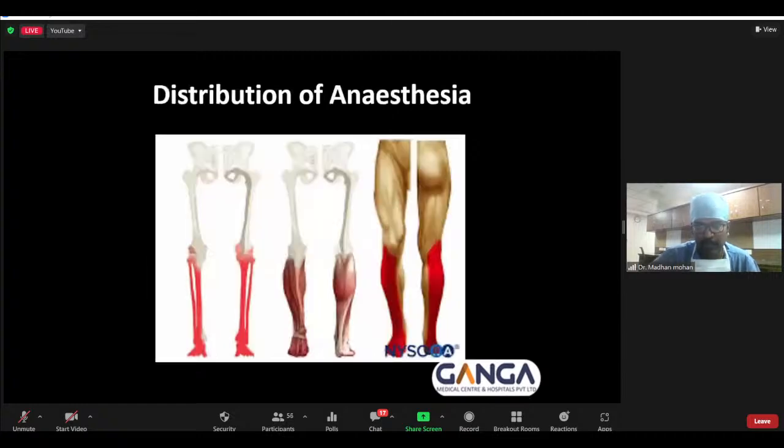Before going into the various block techniques, it is very important to know the dermatome, myotome, and osteotome of the sciatic nerve in the surgical area, to give incision-congruent regional anesthesia or procedure-specific analgesia. As I already told, the saphenous nerve area is spared and the remaining area is supplied by the sciatic nerve. This is the dermatome, and the myotome: almost all the muscles below the knee joint are supplied by the sciatic nerve, both tibial and common peroneal, and this is the osteotome supply. The medial side of the knee joint is supplied by the nerve to vastus medialis and the saphenous nerve. And again, this part at the medial malleolus is supplied by the saphenous nerve.